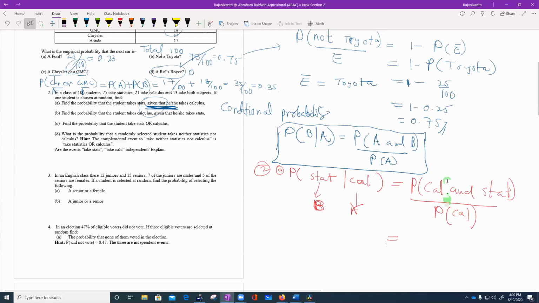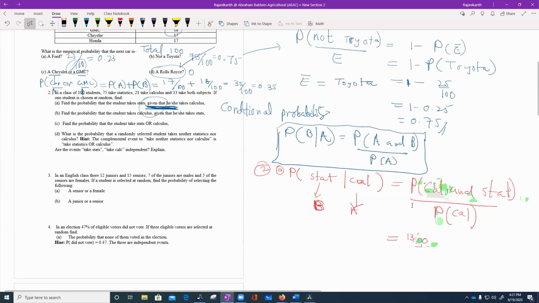Okay. Now tell me, what is the probability of having the chosen student studying both Cal and Stat? How many students are there? If you read the problem carefully, how many of them are taking both? 13. Yes, 13. So 13 take both out of how many total students? 100. Therefore, the probability of having calculus and statistics taking both subjects is 13 out of 100. Okay, so this answer is only for the first probability. Remember, you have to find out two probabilities.